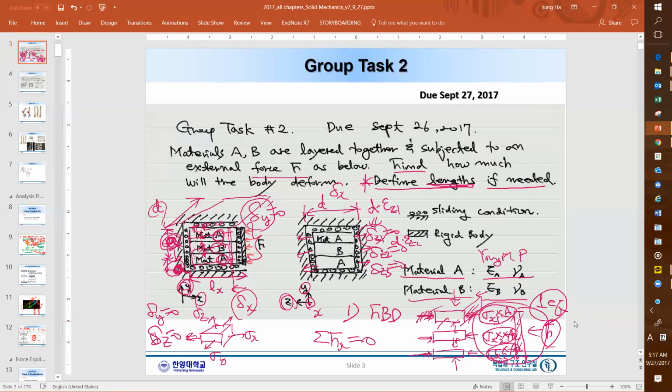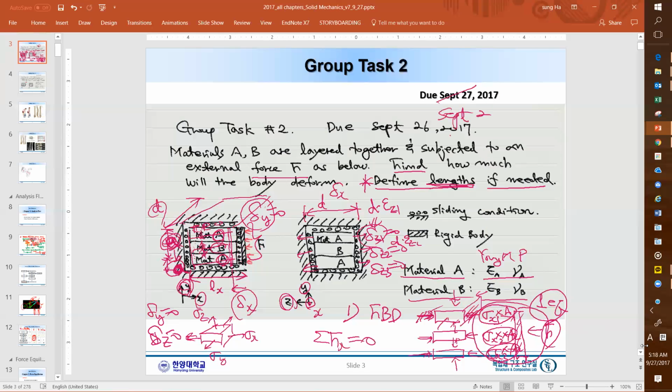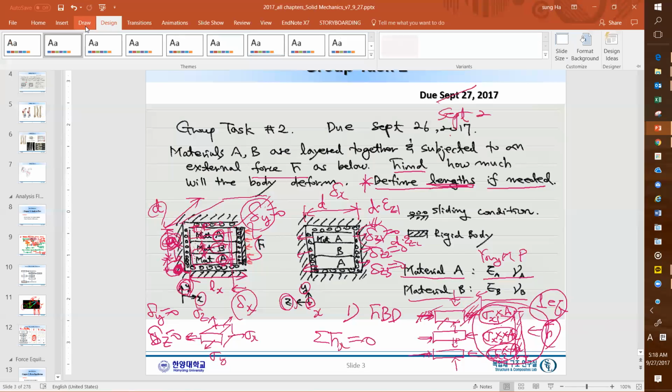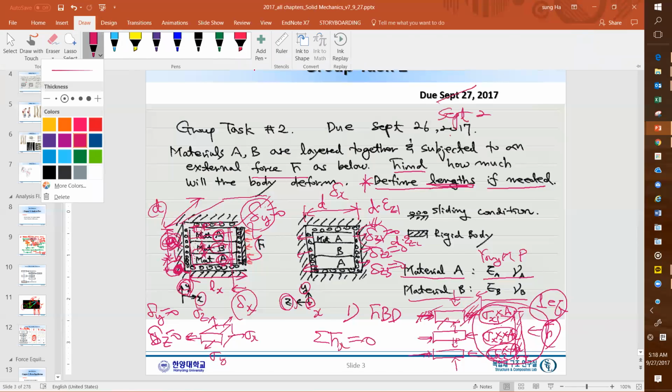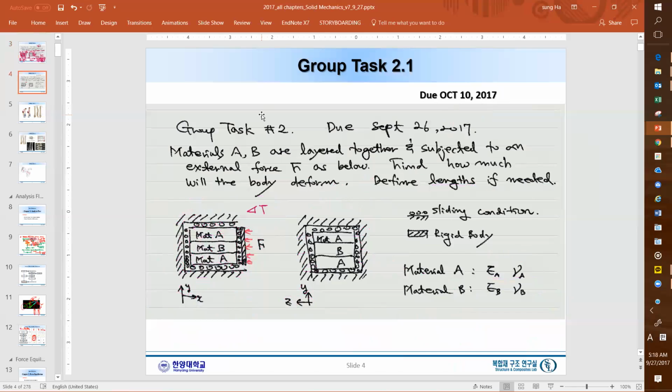Now, I will extend this one to September 29th, this Friday. But there is another task that is similar to the previous one, but now we have a delta t. Okay, delta t, exactly same, but we have a delta t.